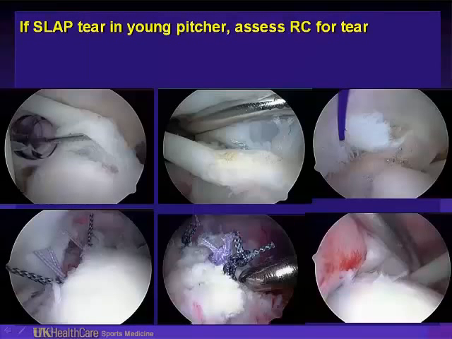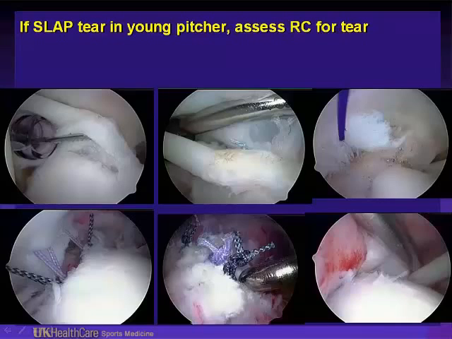This is a slap tear in a young pitcher. You can see in the upper left-hand slide, we're lifting the labrum. The biceps is the white structure up on the left. This is definitely a peel back, so the labrum is peeled back from the glenoid. To be able to successfully repair this, one must prepare the glenoid, get it down to a bleeding base, and then the blue suture in the middle upper picture shows the labrum is repaired.